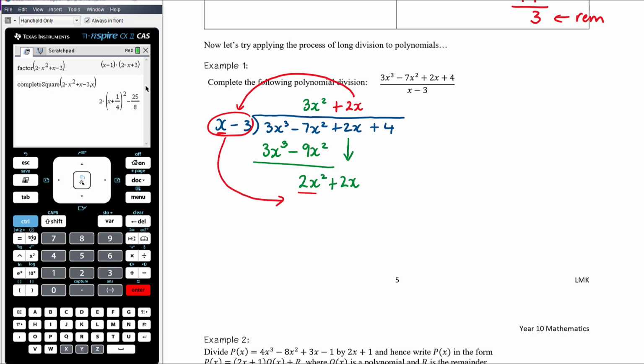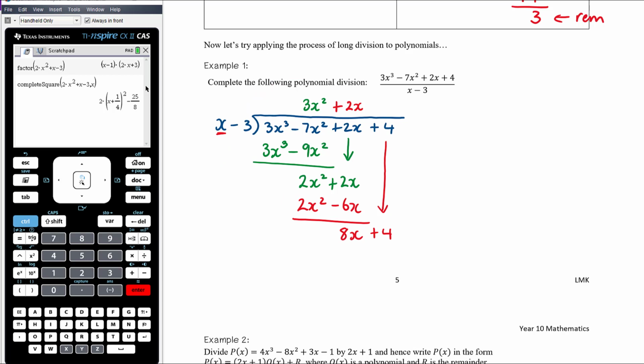This is about working out the remainder. 2x times x is 2x squared. They should be the same, so I'm happy. I've picked the right thing up the top. 2x times negative 3 is minus 6x. And now we subtract. 2x squared minus 2x squared should give you 0. That's the point. 2x minus minus 6x is 2x plus 6x. That's 8x. Then we bring down our next term, and we repeat the process again.